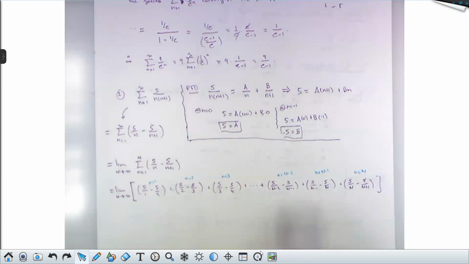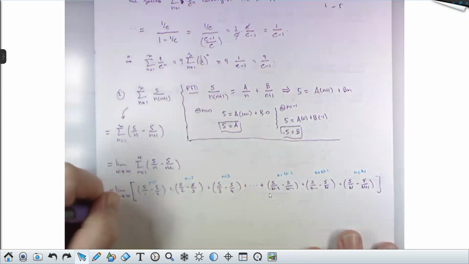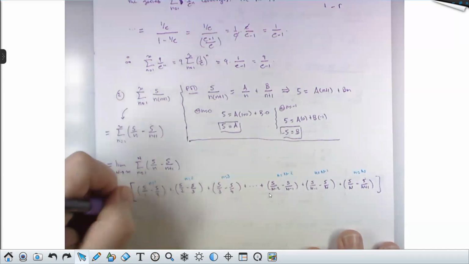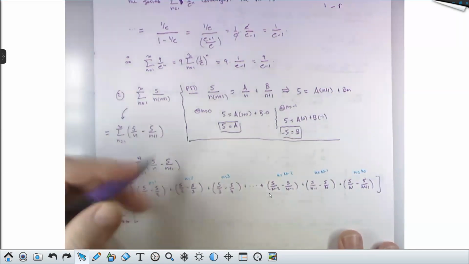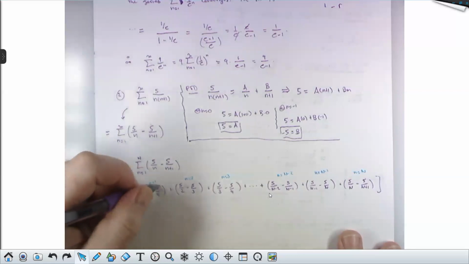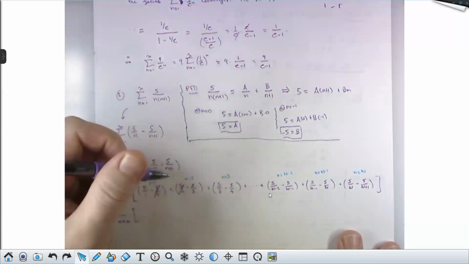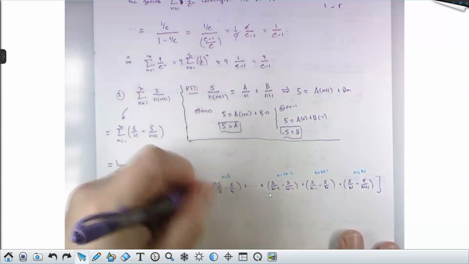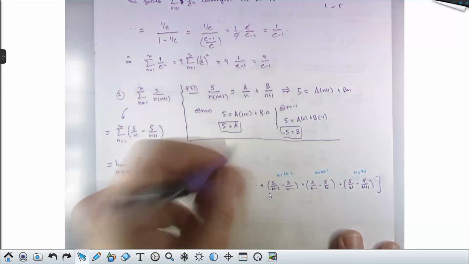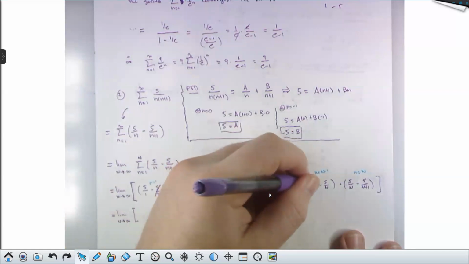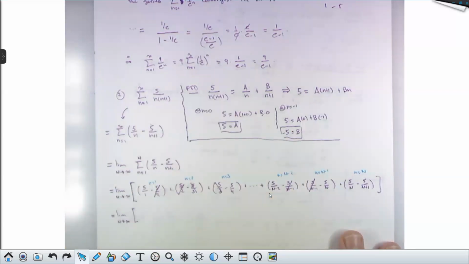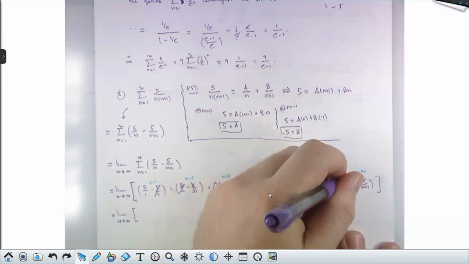Now, I can't do much with it in this form regarding the limit. But if I clean things up here, then I can take the limit. And the trick is to just figure out what goes and what stays. This 5/2 and this 5/2 cancel. This -5/3 and +5/3 cancel. What else is obvious? This -5/(N-1) and +5/(N-1). This -5/N and this +5/N.